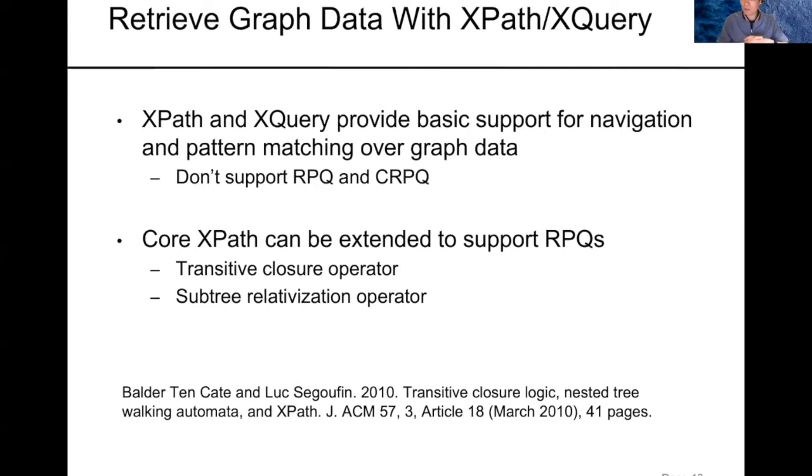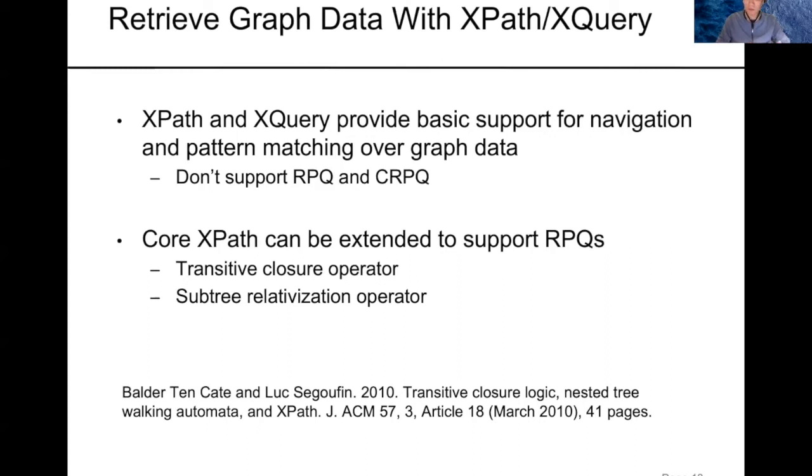Normally, document data are viewed as a special case of graph data. So XPath and XQuery provide basic support for navigation and pattern matching of graph data. But unfortunately, they don't support the regular path query and the conjunctive regular path query.